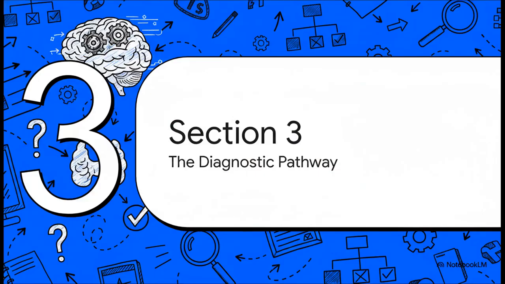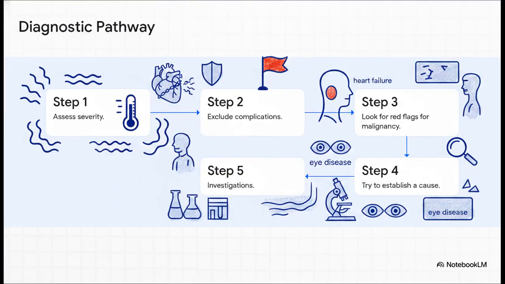Okay, let's jump to Section 3, the diagnostic pathway. We're going to break down the exact cognitive steps you need to safely assess these patients right there in primary care. The Red Whale guidelines are fantastic for this. They lay out the super clear 5-step primary care assessment framework, so you never miss a dangerous complication. It's pretty straightforward. Step 1, assess the severity. Step 2, exclude complications like heart failure.